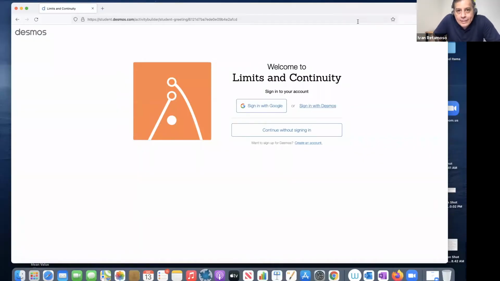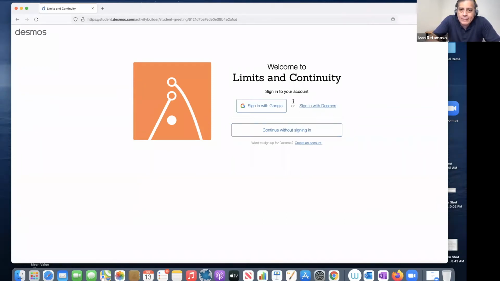Great, it's recording now. So let's start with this Desmos activity 1, limits and continuity. If you click on the link that I just shared with you guys, then you will look at this screen, right? If you just want to go over the activity once, you can click here, continue without signing in. You can do that now, just so you get an idea of how the activity is.